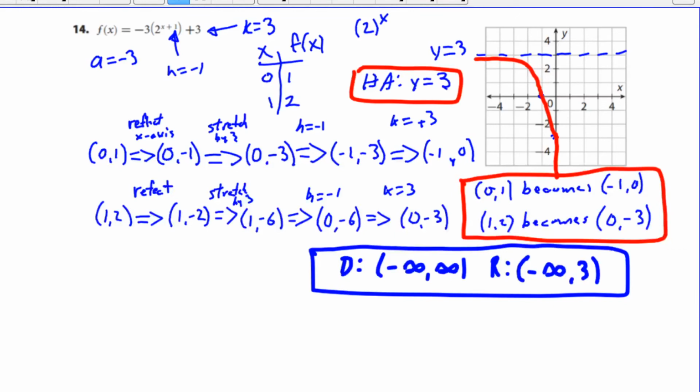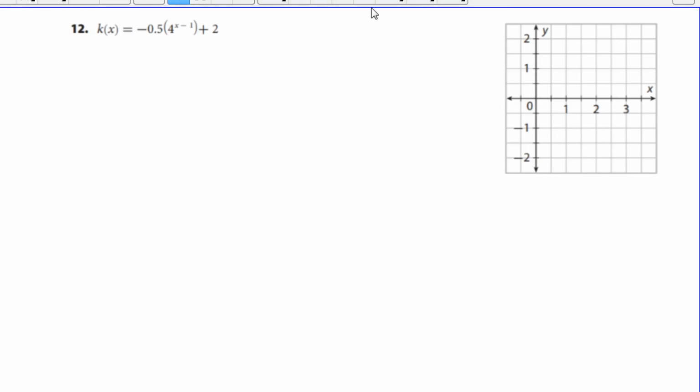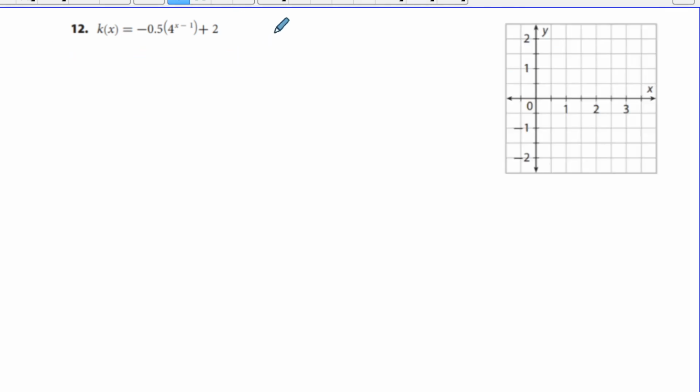Now continuing to go back to 12. Okay, for 12, again, we have k of x equals negative 0.5, 4 to the power of x minus 1, plus 2. So if we take f of x, it would be the original function. We'll say f of x equals 4 to the power of x. So for that, we're going to get x, f of x: 0, 1, and 1, 4. I think that's just like we started out in number 16. So these will be our starting reference points.